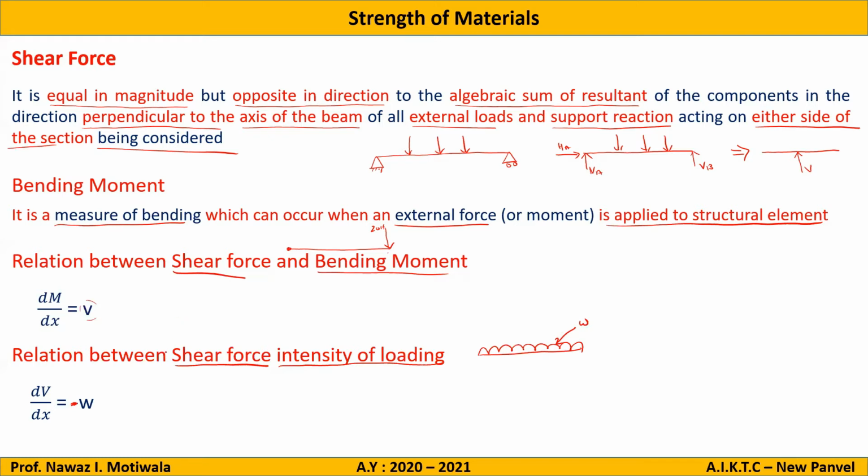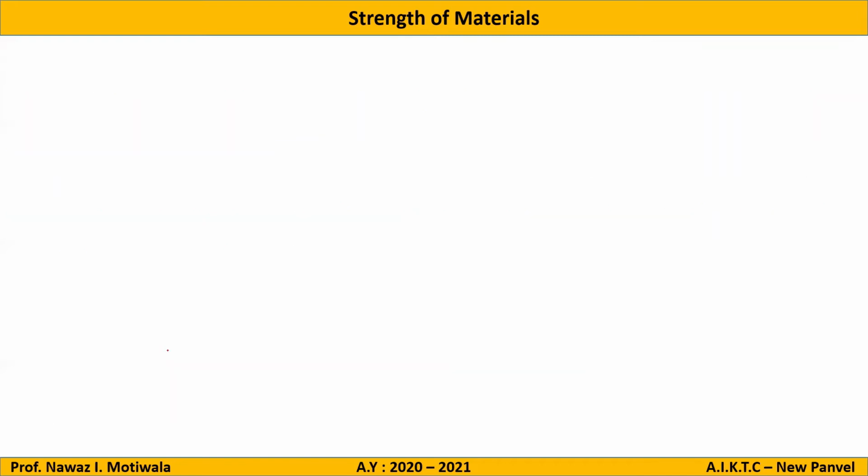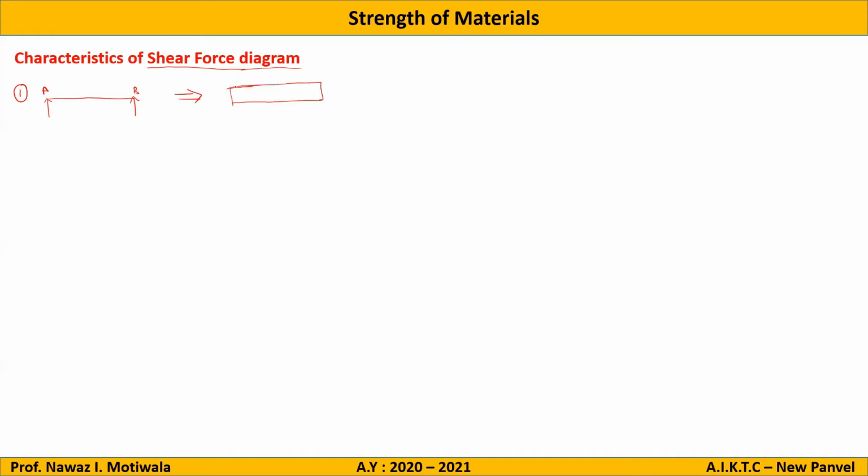Okay. Now let us move forward to the very important part, that is characteristics of the shear force diagram. Without knowing this, you cannot draw the SFD and BMD. So the first characteristic is, let us say there is point A and this is point B, and the characteristic says that if there is no load between point A and B, then SFD is a straight horizontal line. So if I draw SFD for this, it will be a straight horizontal line between A and B.